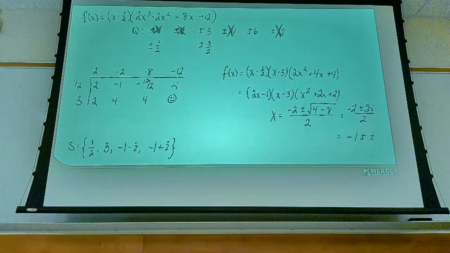Let's look at another interesting one. Find all the zeros for x cubed minus 8. Sounds like that elevator is finally replaced and working.